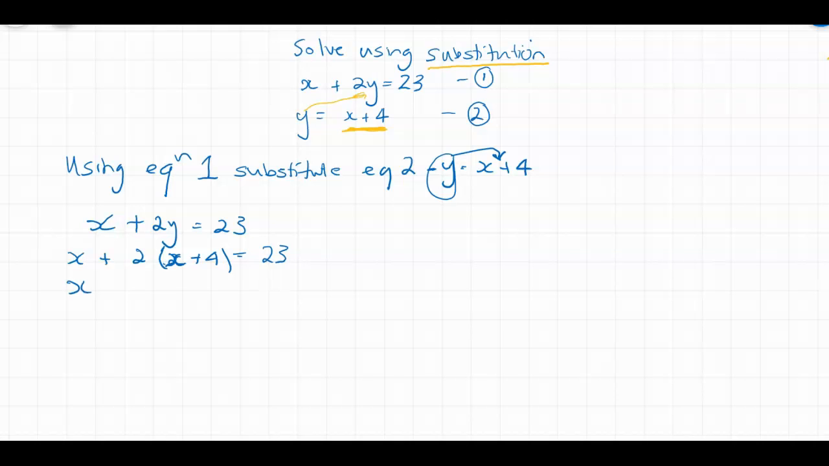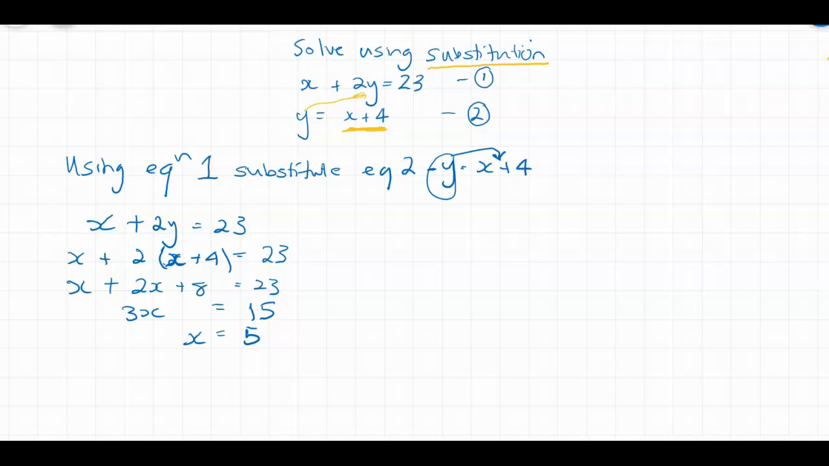So let's expand first. We can't do anything in our brackets, but we can use the distributive law. 2x plus 8 is equal to 23. x plus 2x gives me 3x. And 8, I can take 8 from both sides. So 23 minus 8 gives me 15. To get x by itself, x is equal to 15 divided by 3, which is 5. So I think the x value for this is x equals 5.